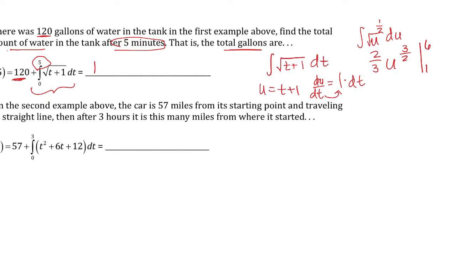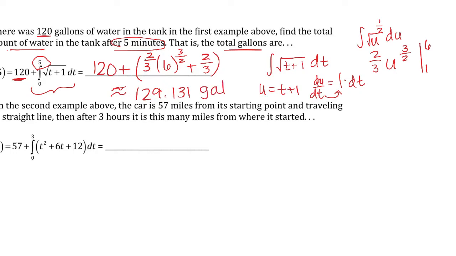So we're going to have 120 plus what we get when we integrate, which is going to be 2/3 times 6 to the 3/2 minus 2/3 times 1 to the 3/2, or 2/3. And if this was free response, you're welcome to leave it like this. If not, this would have been a calculator problem. And so this would give us approximately 129.131 gallons is how many gallons we would have after 5 minutes.